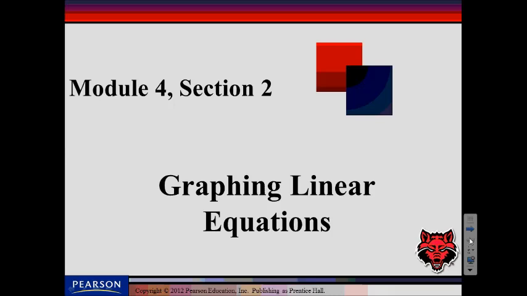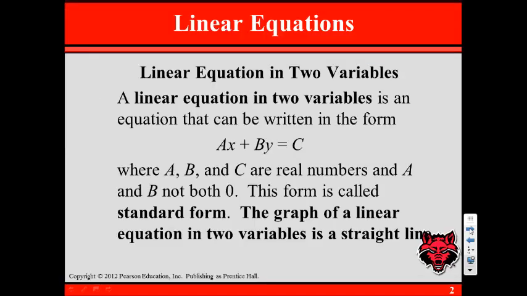In Section 2, we will discuss graphing linear equations in two variables. To start, let's define what a linear equation in two variables is. A linear equation in two variables is an equation that can be written in the form ax plus by equals c, where a, b, and c are real numbers, and a and b are not both 0. One can be 0 or the other, but not both at the same time. This form is called standard form.